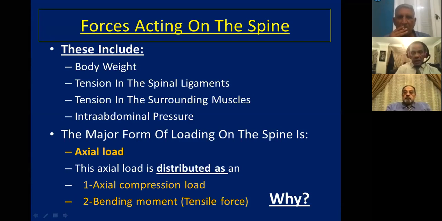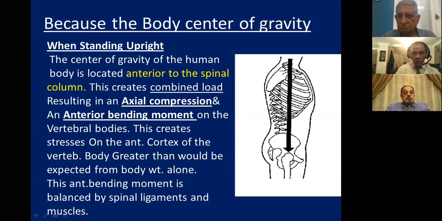Now, what are the forces acting on the spine? These forces include the body weight, tension in the spinal ligaments, tension in the surrounding muscles, and the intra-abdominal pressure. The major form of loading on the spine is axial load, but this load is not purely axial. It is distributed as an axial compression load in one part, and the second part is a bending moment of tensile force. Why? This is because the center of gravity of our body weight is not directly upon the vertebral column. It lies just anterior to the spinal column, anterior to L4, L5, and S1.